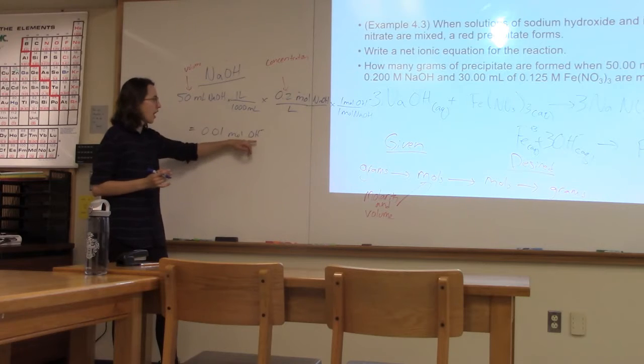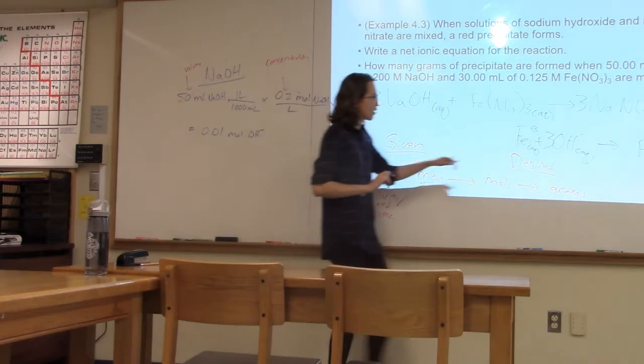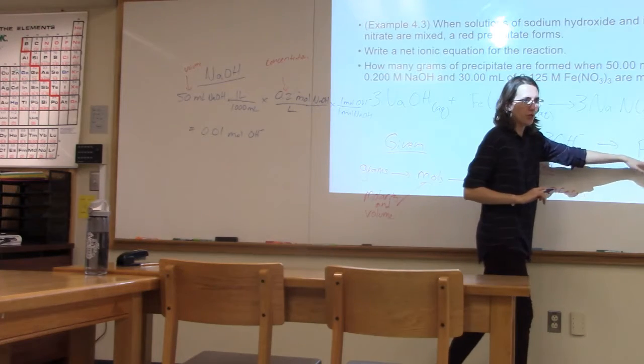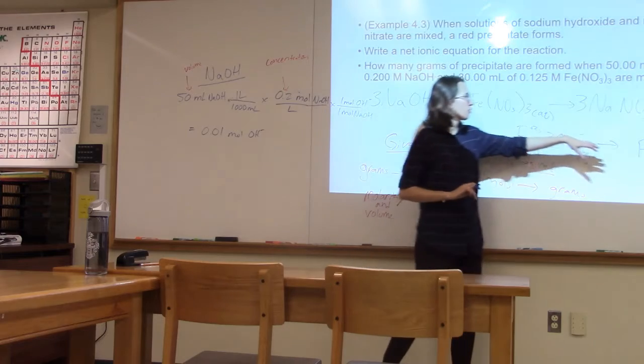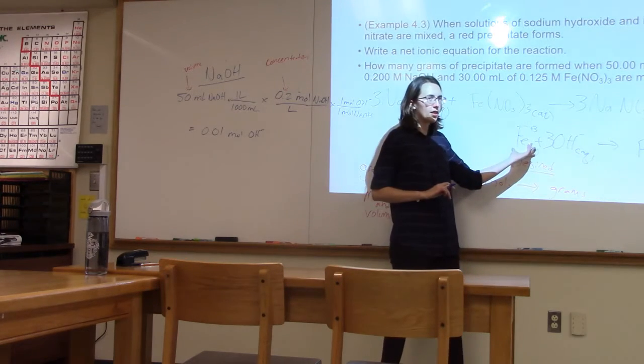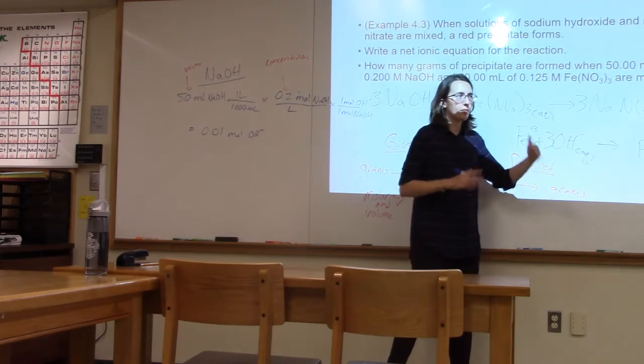But before I do this, I have this many moles of OH minus. Is that going to tell me which one is limiting or not? What do I need to find? Moles of Fe product. What I care about is how much product I form. So remember, limiting reactant problems, we're going to find how many moles of product are formed if Fe is limiting, and how many moles of product are formed if OH minus is limiting. Then I compare those two.